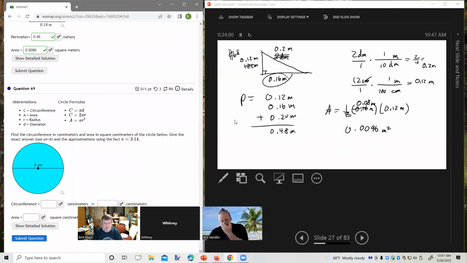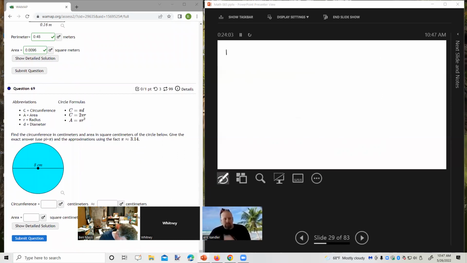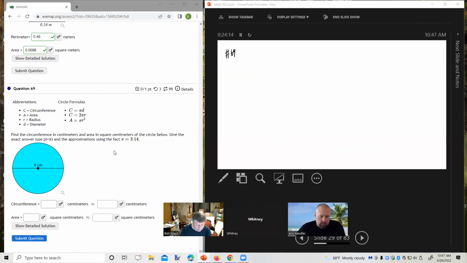And finally, number 69. Find the circumference in centimeters and area in square centimeters of the circle below. All right, so for this circle, we're given the diameter. The diameter is 8 centimeters. Therefore, the radius would be 4 centimeters. For the circumference, we could use C equals pi D, or we could use C equals 2 pi R to get the same result. If the diameter is 8 centimeters, this would be pi times 8 centimeters.